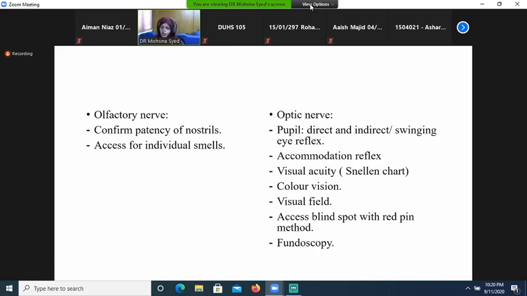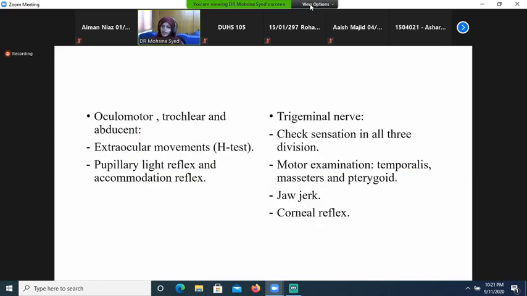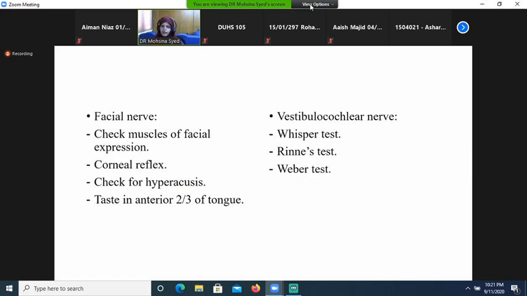For the oculomotor, trochlear and abducens nerves, we check the extraocular movements and the pupillary light reflex and accommodation, which is actually part of the oculomotor. Then the trigeminal nerve, we check sensations in all three divisions. In motor examination, temporalis, masseter, and pterygoid muscles, jaw jerk, and the corneal reflex. Facial nerve for the muscles of facial expression, corneal reflex, which is again part of both the fifth and the seventh nerve, hyperacusis, and taste on the anterior two-thirds of the tongue.